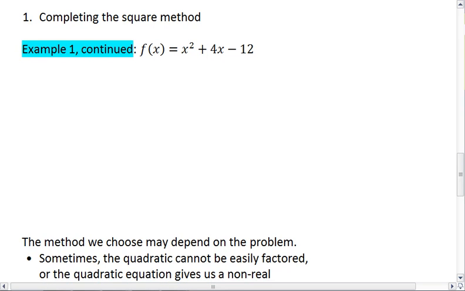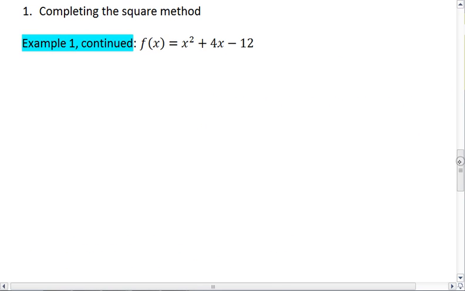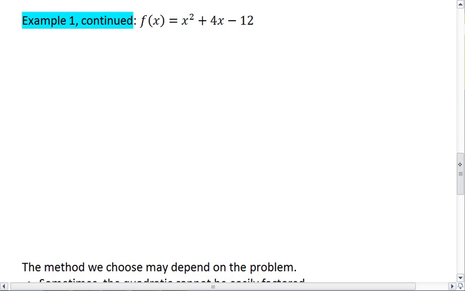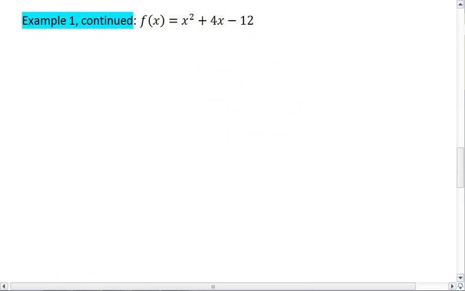We can then use another method called completing the square. So we're going to look at the same exact function, f of x equals x squared plus 4x minus 12. Take a moment and complete the square for this function. When you're ready, resume the video and we'll see what graphing a completed the square quadratic looks like.